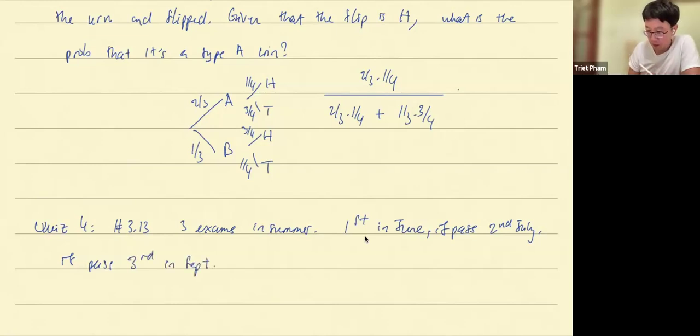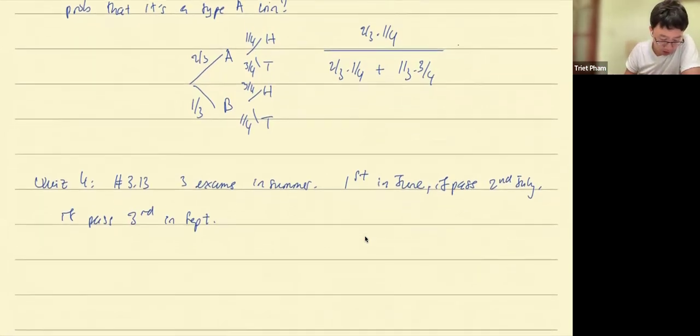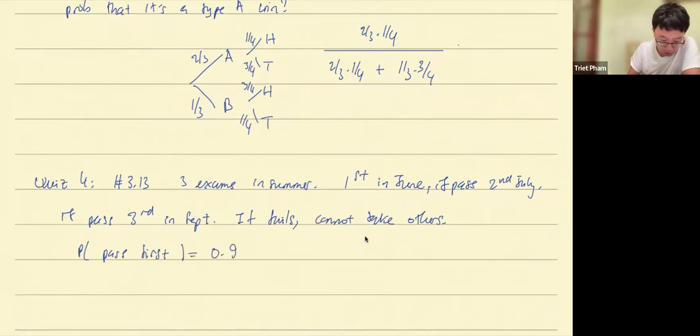All right. So 3 exams, you have to pass the previous one to take the next one. I guess that's what it says. It also says if she fails, she cannot take the others. So the probability that she passed the first is 0.9. Probability of passing second, sorry.